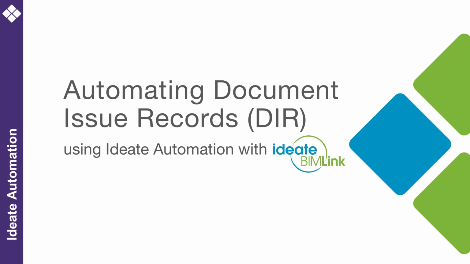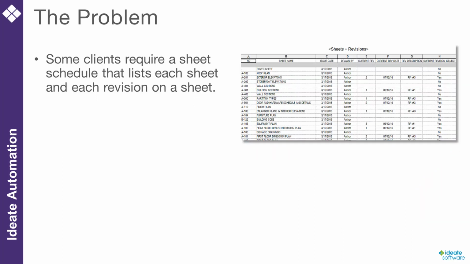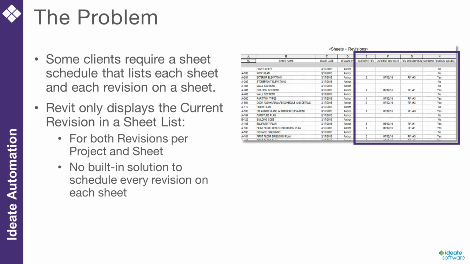In this video, we will focus on how to leverage Ideate Automation to manage document issue record exports from Ideate BIMLink. Revisions in Revit can be challenging to manage at times, especially when projects require a schedule that lists each sheet and each of the revisions on that sheet as part of the deliverables. Unfortunately, Revit can only schedule the current revision for each sheet, making the required deliverable a challenge.